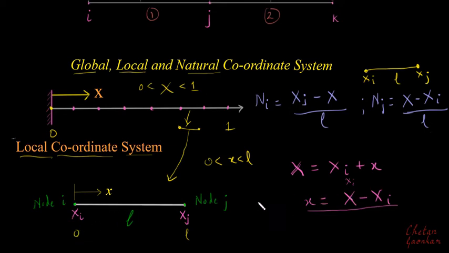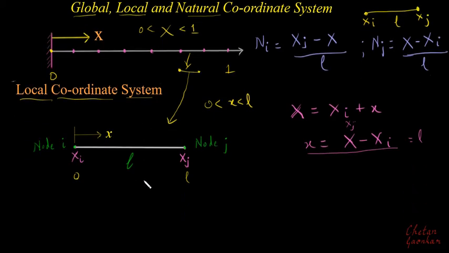And whenever X is equal to xj, if I substitute this X as xj, then xj minus xi is nothing but L. So at X equal to xj, I get this local coordinate as L. This is how our coordinates will be marked in the local coordinate system. This small x will vary from 0 to L. In the global coordinate system, the coordinates are denoted by capital X. In the local coordinate system, the coordinates are denoted by small x.